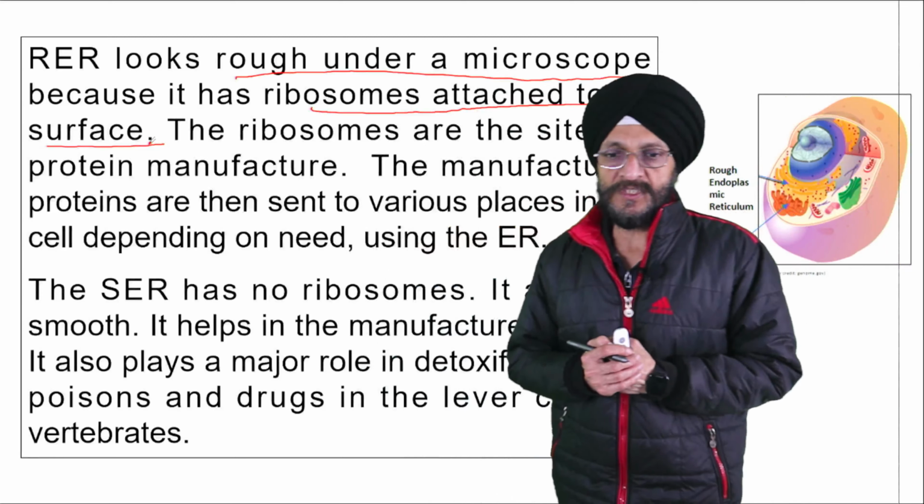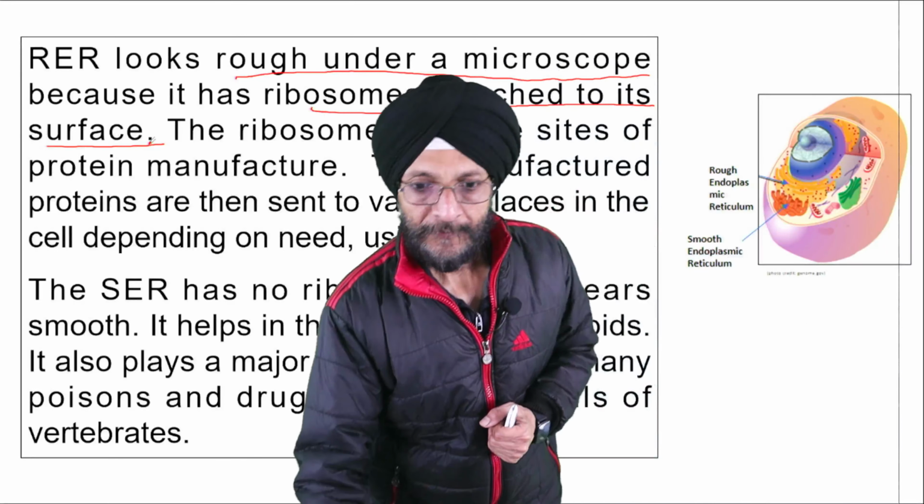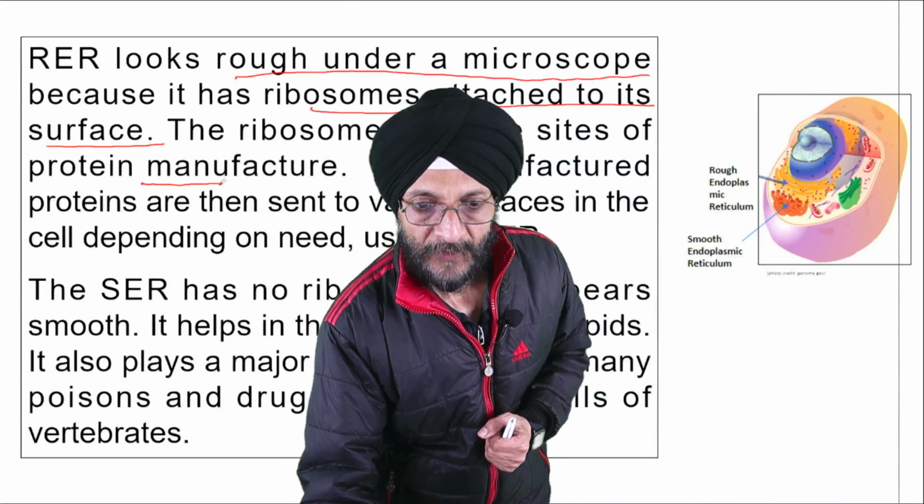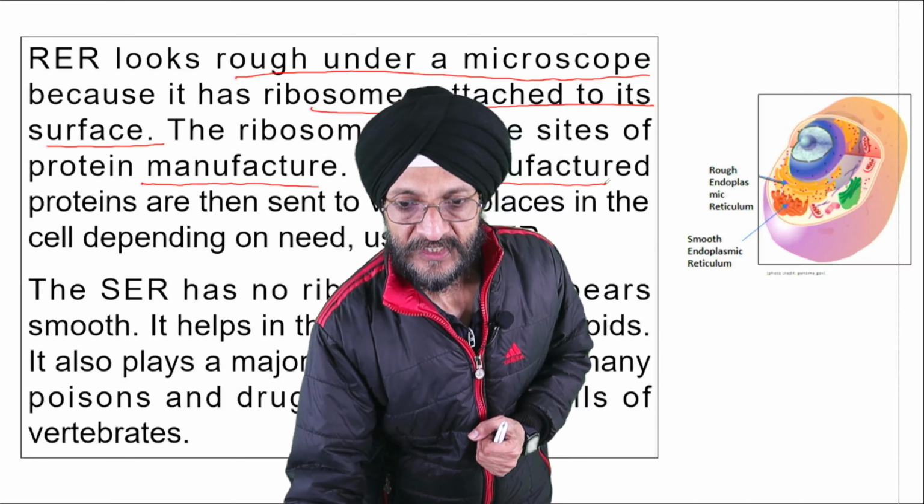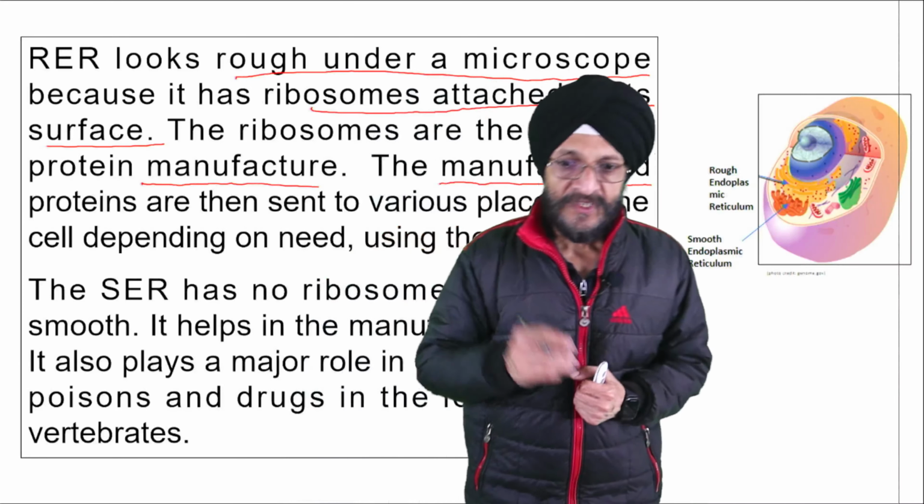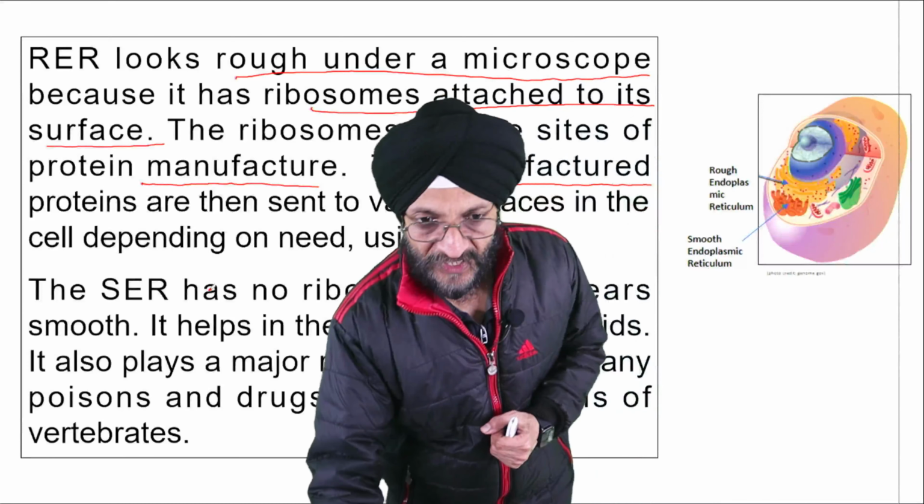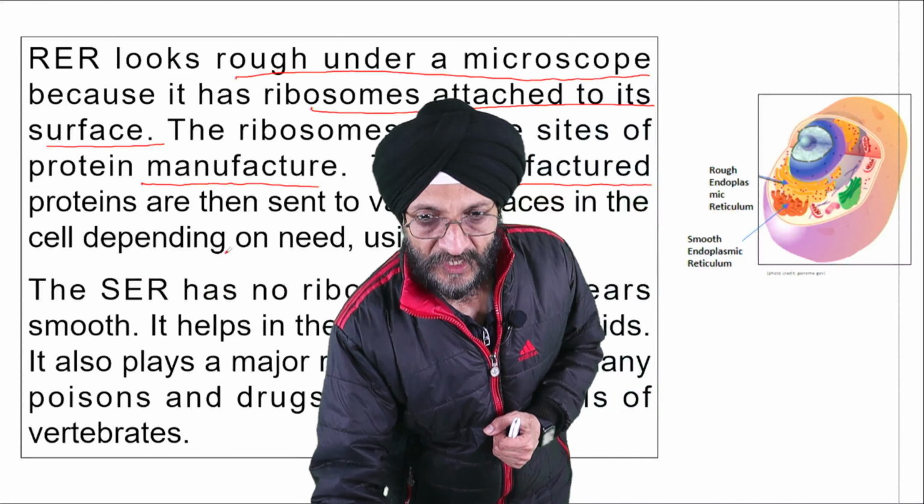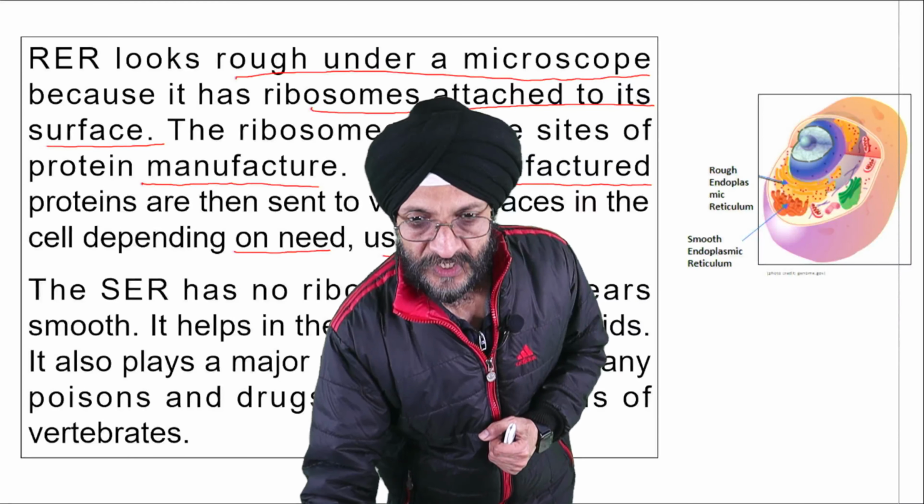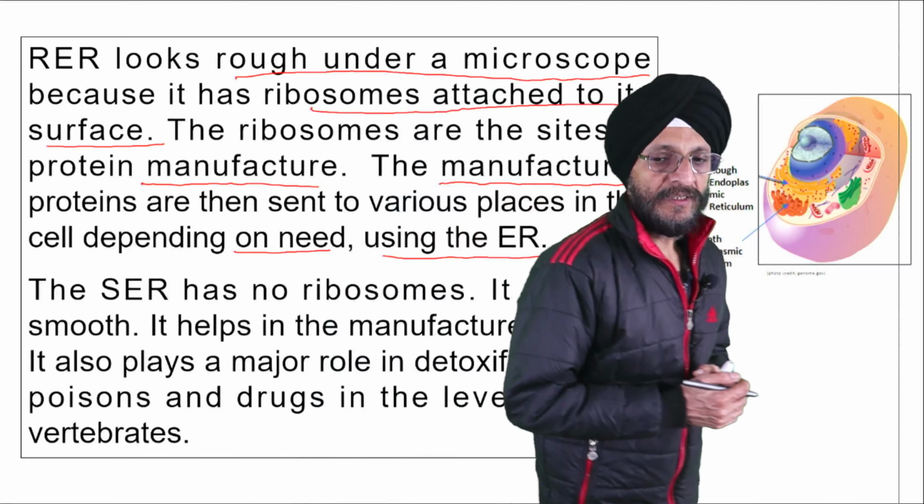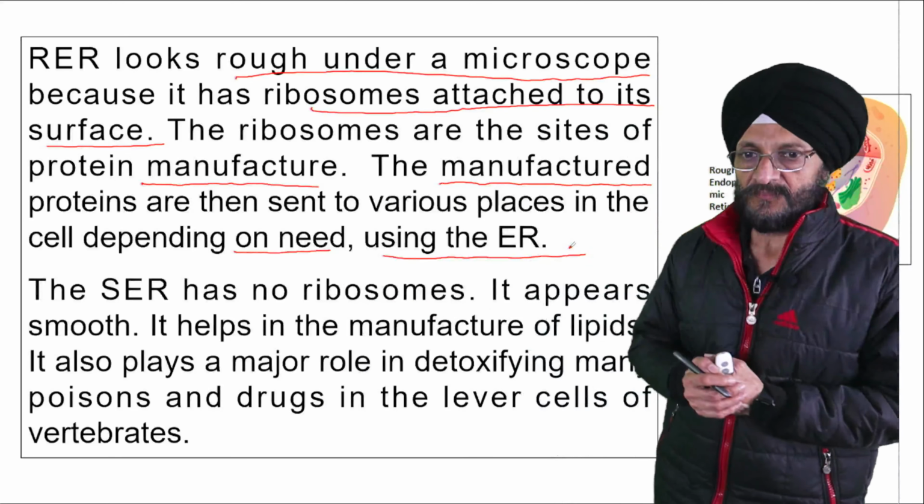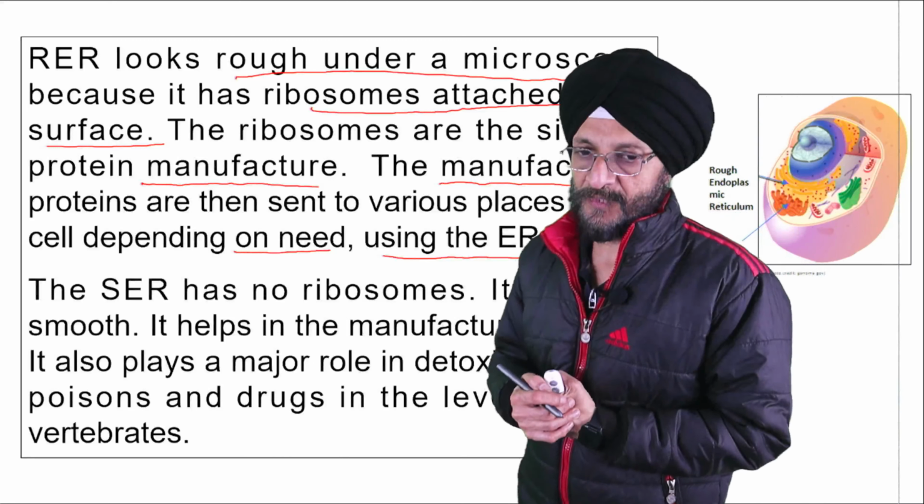The ribosomes are the sites of protein manufacture. The manufactured proteins are then sent to the various places in the cell depending on need using the endoplasmic reticulum. Now, the smooth endoplasmic reticulum.